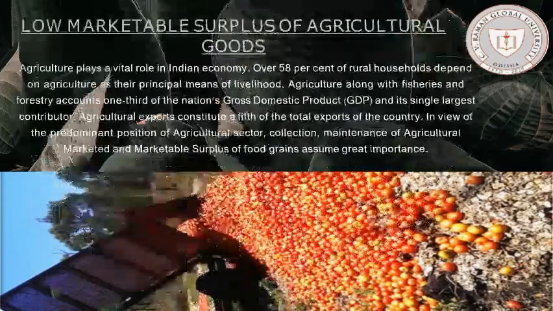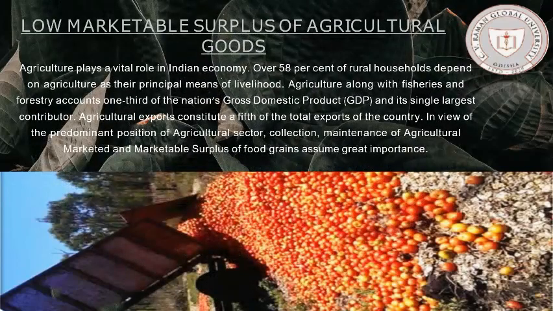Low marketable surplus of agricultural goods. Agriculture plays a vital role in the Indian economy. Over 58% of rural households depend on agriculture as their principal means of livelihood. Agriculture, along with fisheries and forestry, accounts for one third of the nation's GDP. Agricultural exports constitute a fifth of the country's total exports. In view of the predominant position of the agricultural sector, the collection and maintenance of agricultural market data and the marketable surplus of food grains assume great importance.